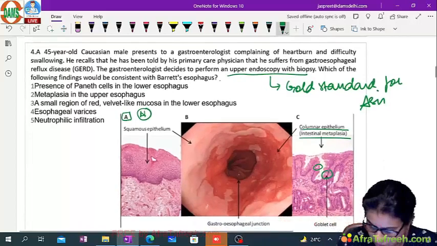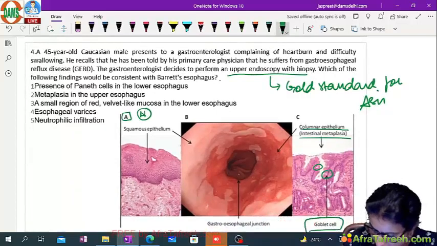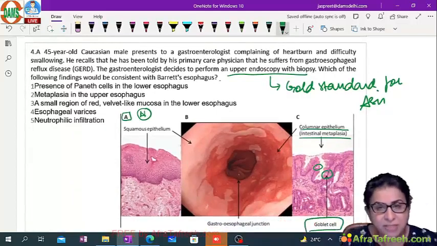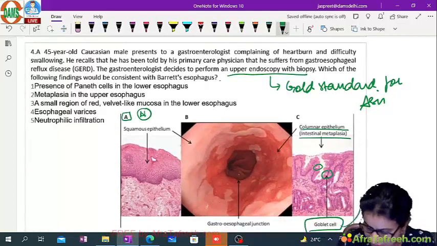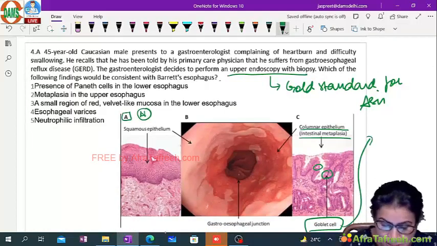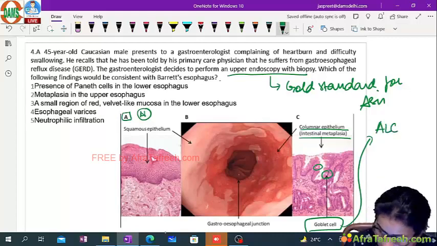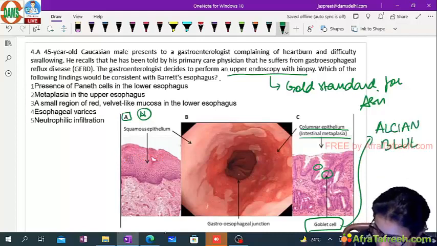Also I want to tell you, if you want to highlight these goblet cells, so what is intestinal metaplasia? You will have tall columnar cells with goblet cells. If you want to highlight the goblet cells, the special stain that we use is Alcian blue.